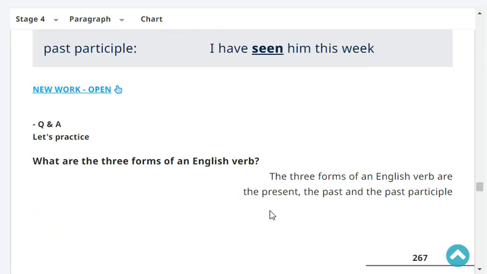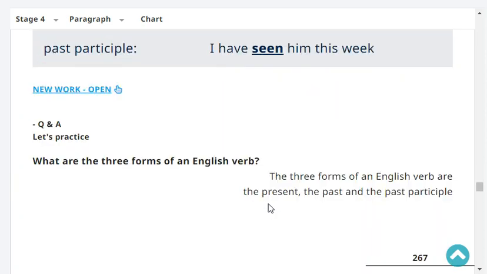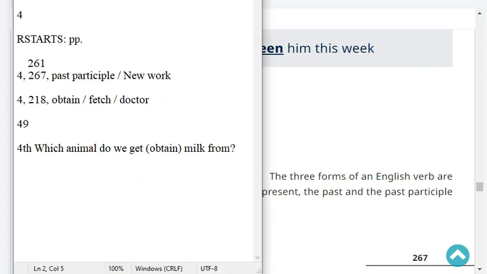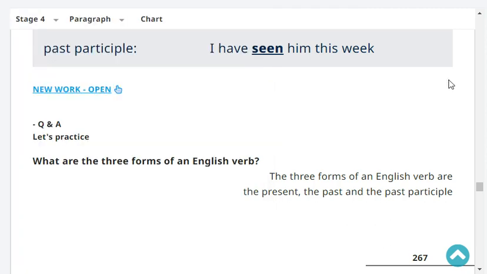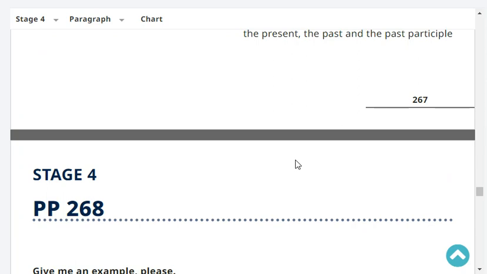Next, what are the three forms of an English verb? The three forms of an English verb are the present, the past, and the past participle. Very good. One more. The three forms of an English verb are the present, the past, and the past participle.